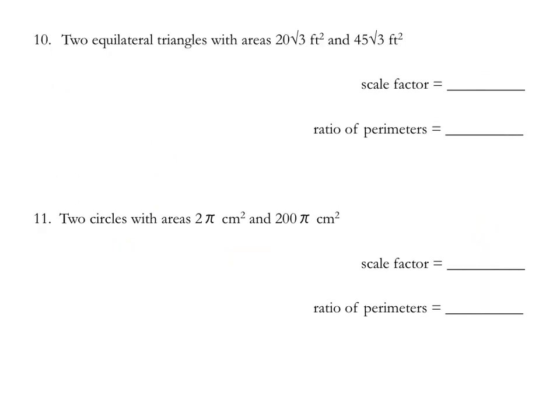Alright. The last ones just have a little bit more algebra to them as well. So the first thing I'm going to do is write out the ratio. I know the ratio of these 2 equilateral triangles' area is 20 radical 3 over 45 radical 3. Now, it looks like it's more complicated because of the radical 3's. Don't let those confuse you. We can just cross them both out and make it a regular 20 over a regular 45.